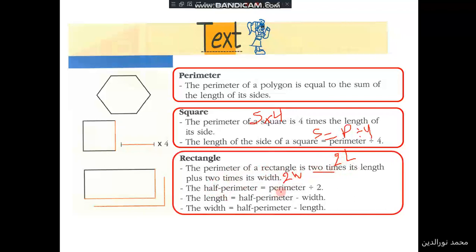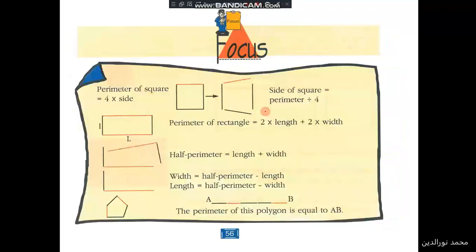Half perimeter is perimeter divided by 2. Length is half perimeter minus width, so L equals half P minus W. And width equals half perimeter minus length, so half P minus L. This way we can summarize all the rules of this lesson, and the focus comes back to the rules we learned in this lesson.